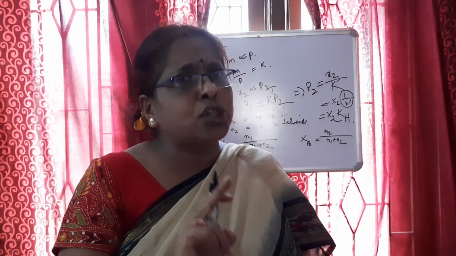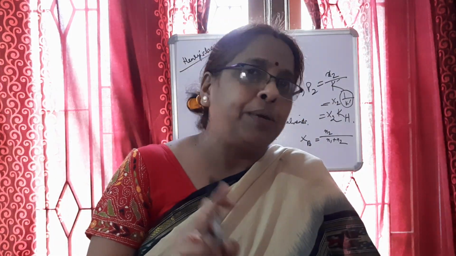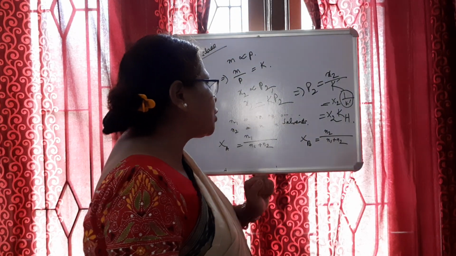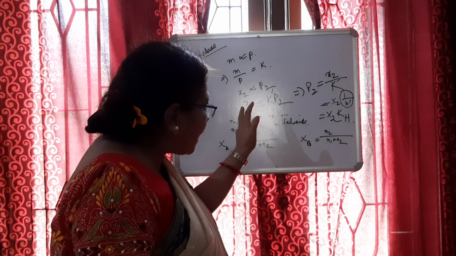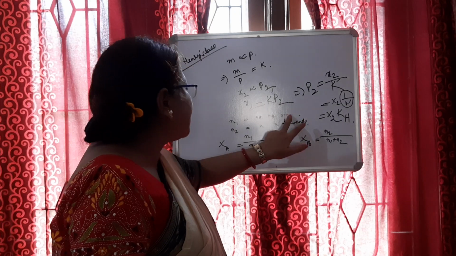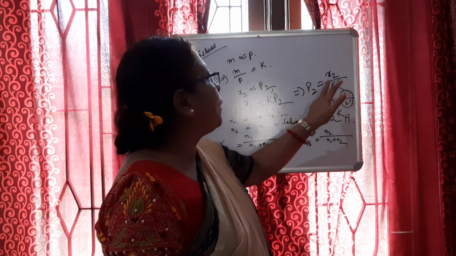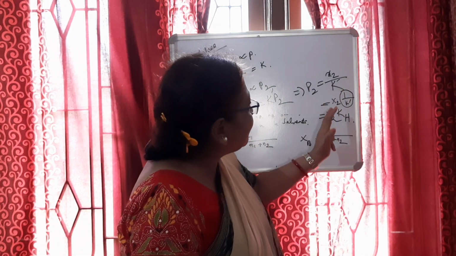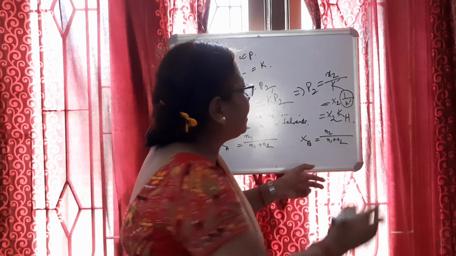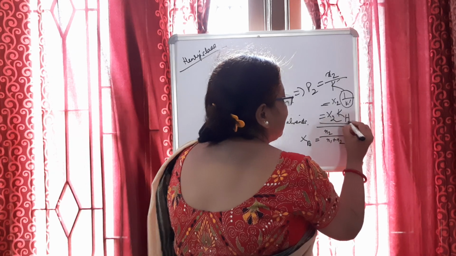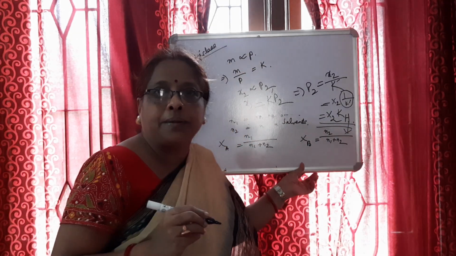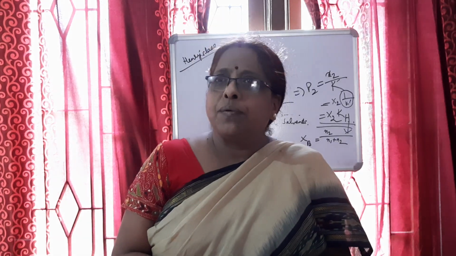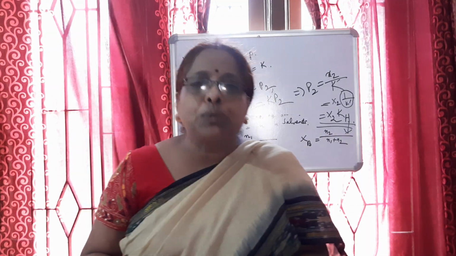Now, if X2 is the mole fraction and P2 is the partial pressure, then X2 is directly proportional to P2. So X2 is equal to K times P2. So P2 is equal to X2 by K dash, that is another constant. Then this X2 into this constant, we can call it KH, where this KH is called Henry's constant. So this much for today.